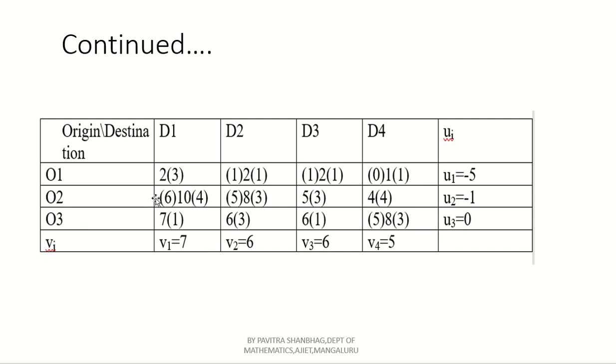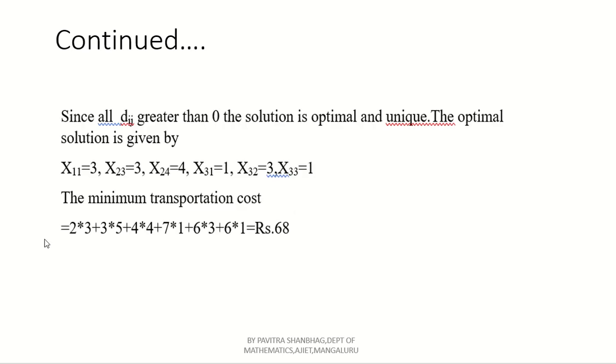Leave these two sides, the occupied form. Now we only need to consider these values, this 1, 2, 3, 4, 5, 6. So total m plus n minus 1, right? 3 rows, 4 columns, minus 1. So that is 6 elements. So 6 allocations we need to consider for the computation.